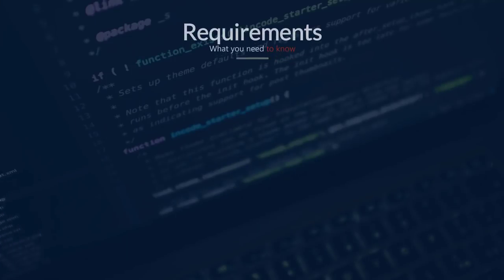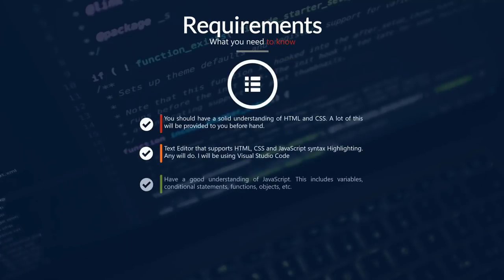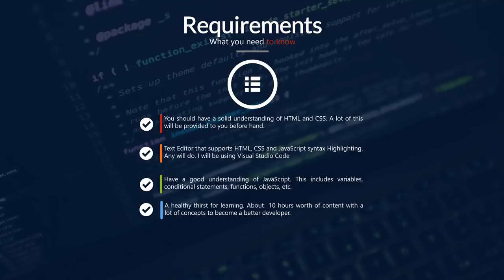Before you take this course, there are a couple of things you'll need to know. First, you need a solid understanding of HTML and CSS. This course doesn't focus so much on the HTML and CSS. You'll actually be provided a template to get started, so it would be beneficial to know those technologies. You'll also need a text editor that can be used to write HTML, CSS, and JavaScript. I actually talk about text editors in the next lecture, just in case you're unsure.